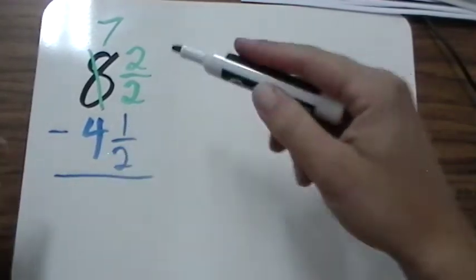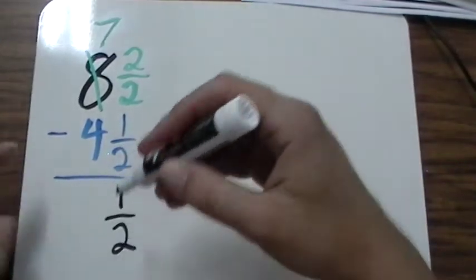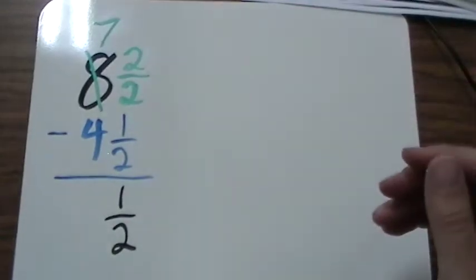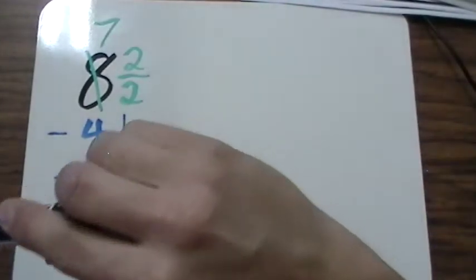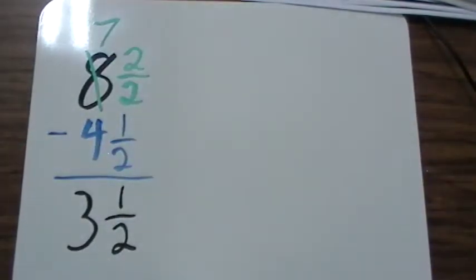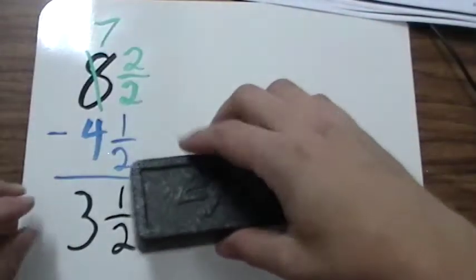2 halves, take away 1/2, you only have 1/2 left. Right? Let's look at it this way. 2 halves, take away 1/2, I have 1/2 left. All right, there we go. 7, take away 4 is 3. So you get 3.5 as your answer, as your difference. Very good.